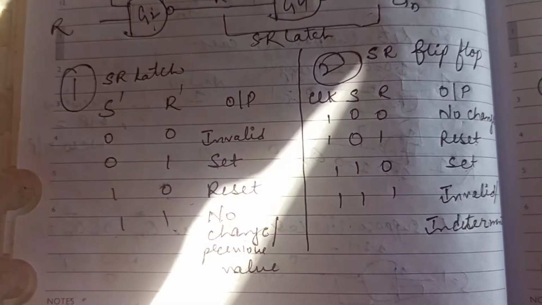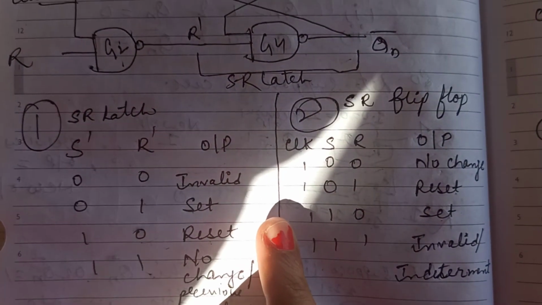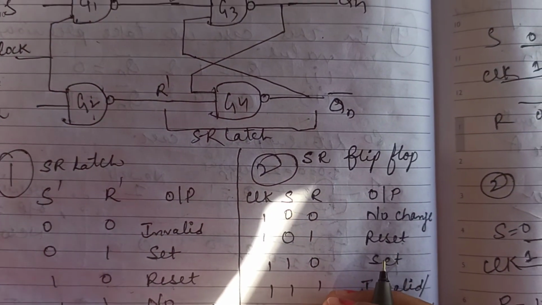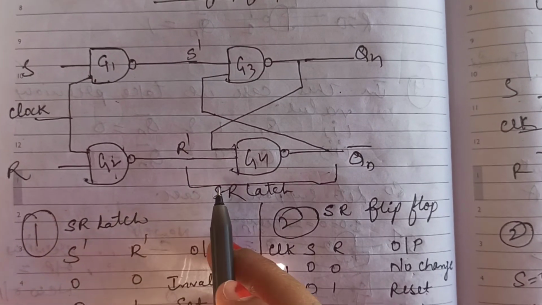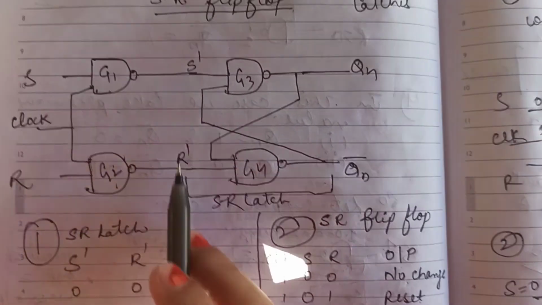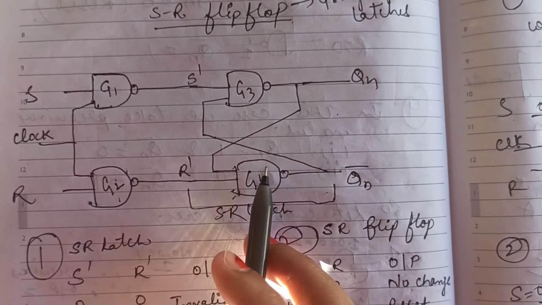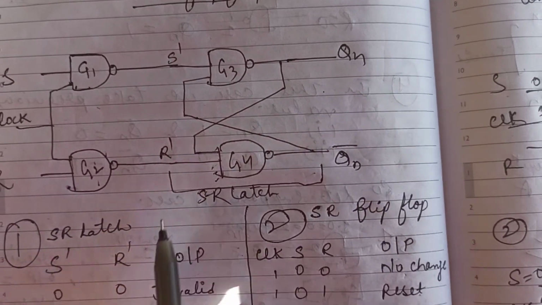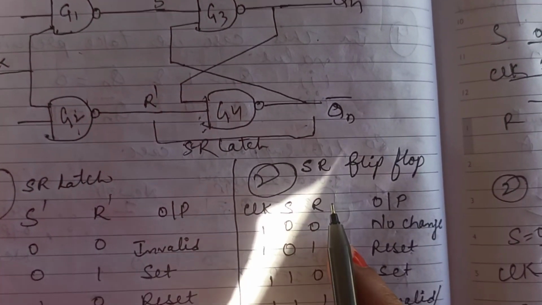We use this table, table number 1. We use the table of the SR latch for the SR flip-flop. Why are we using the table of the SR latch here? Because in this main circuit, we are using the SR latch circuit. So that's why we are using this table of the SR latch, to make the SR flip-flop easier.